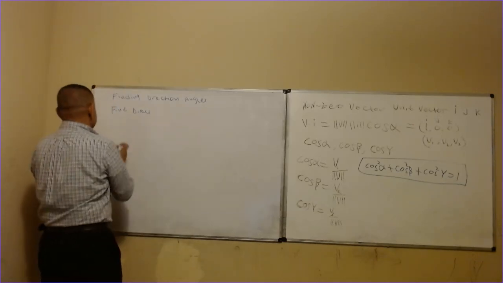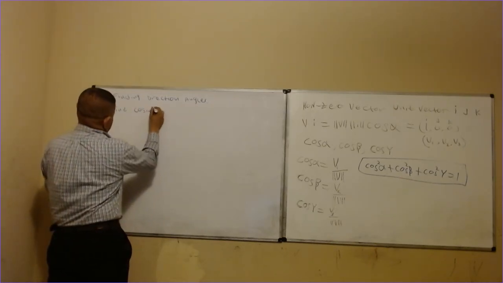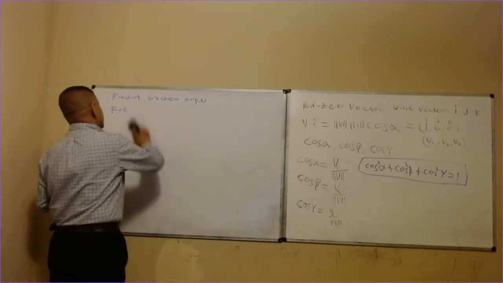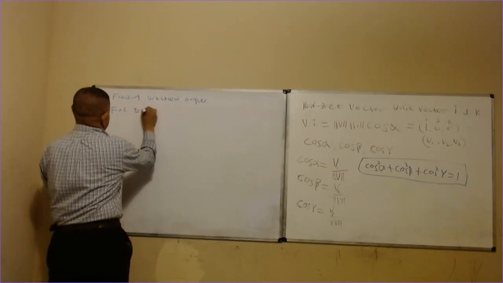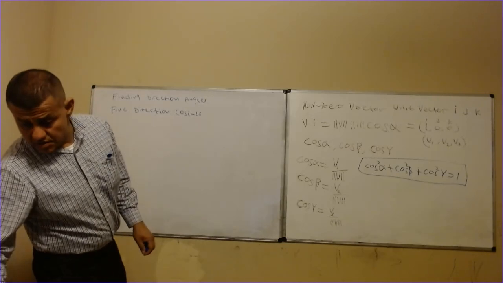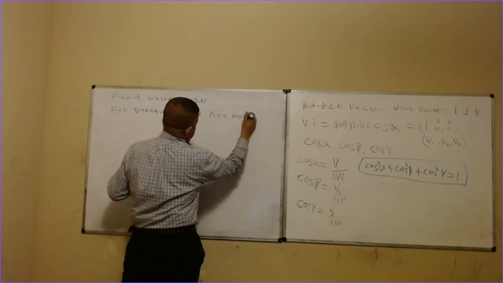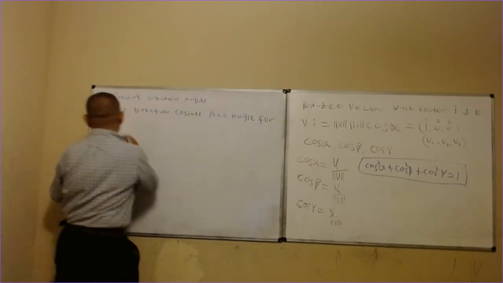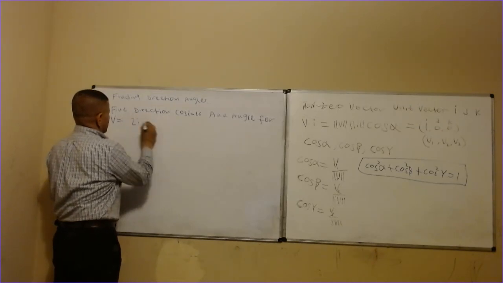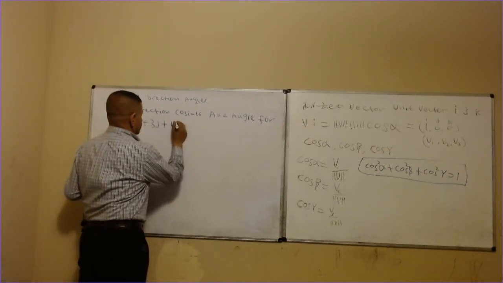Find direction cosines first. Find direction cosines and angles for v equal to some type of vector. So 2i plus 3j plus 4k. Okay.